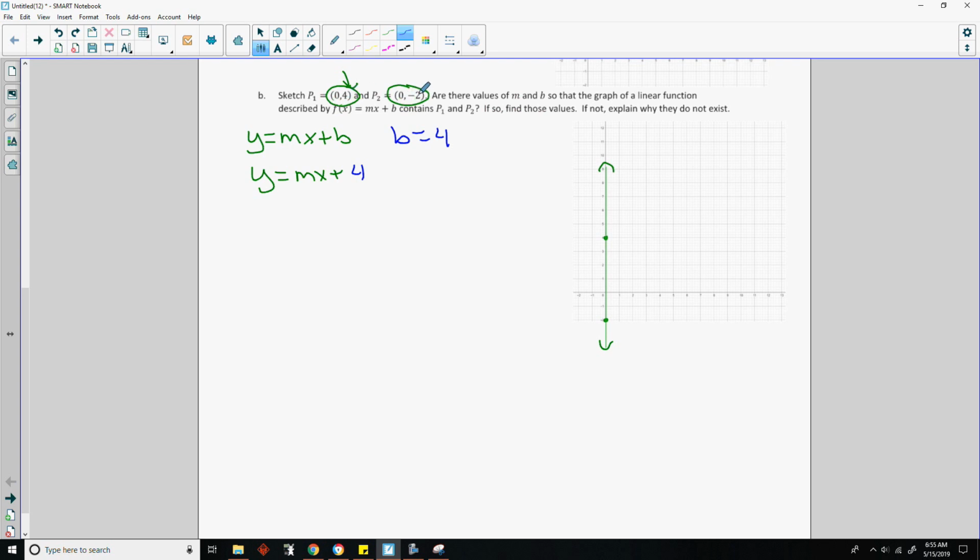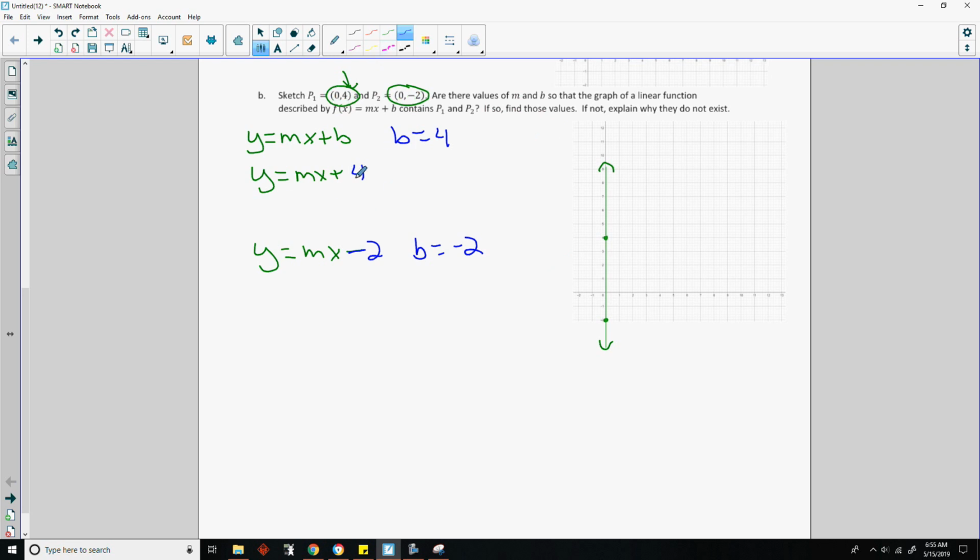But now we have (0, negative 2). So we also have b equals, so then if I did this again, I would say, well, y equals mx minus 2. So b equals negative 2. Uh-oh. So what's going on here? All right, so I need to find an m.